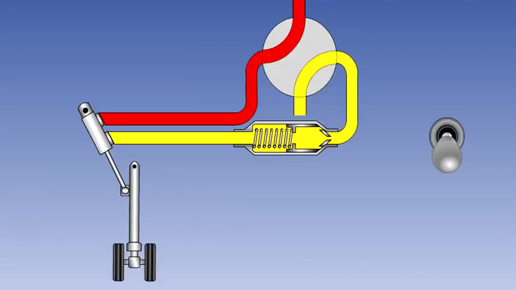A restrictor valve is used to slow the operation of a service when either gravity, in the case for instance of gear lowering, or airflow in the case of flaps retracting, may cause that service to overspeed. The valve is always placed to restrict the flow of return fluid.